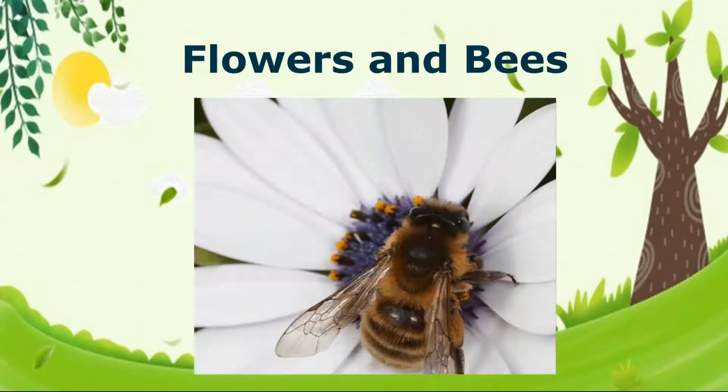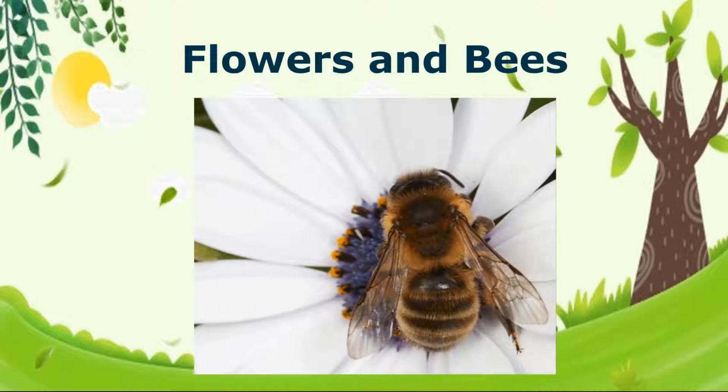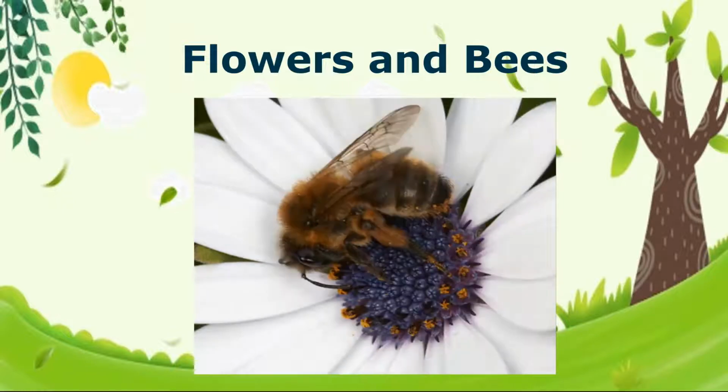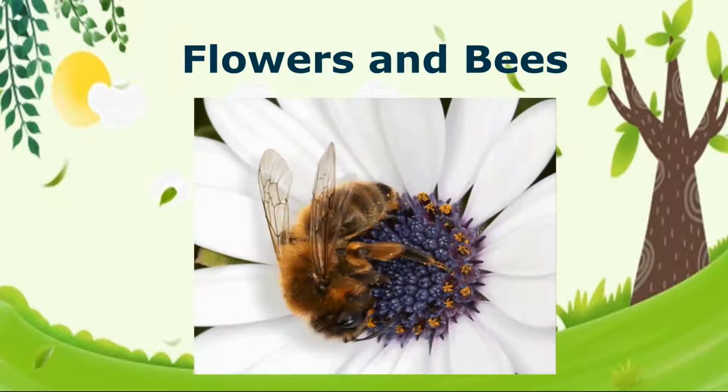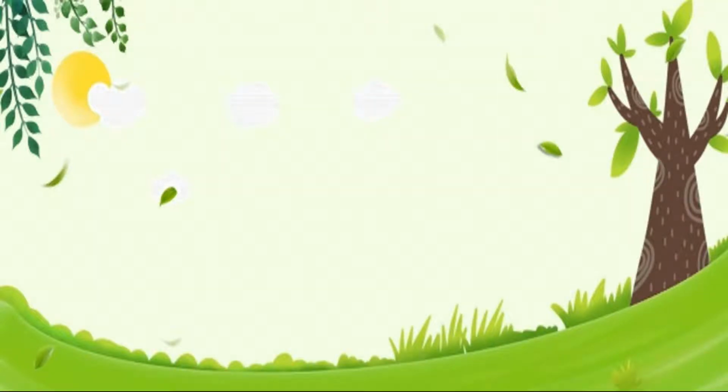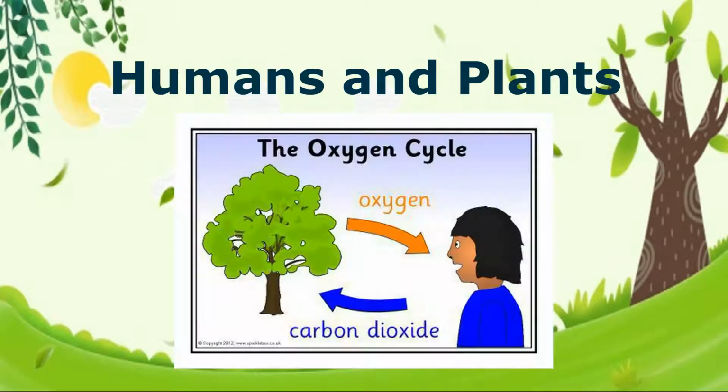Another is the flowers and bees. The bees get nectar from the flowers in order to make honey and give pollen to the flowers, which then pollinate in order to make another plant. The bees now have a supply of food, while the flowers can now reproduce. And of course, another is humans and plants. Plants give off oxygen, which is important for humans to breathe, while humans give off carbon dioxide, which is collected by plants in order to make oxygen.